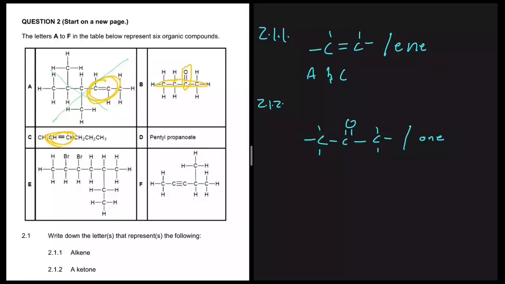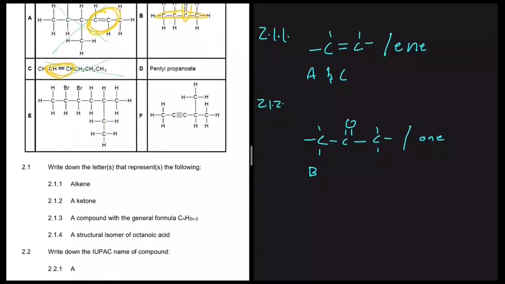So for 2.1.2, we have B. C is also an alkene, so it cannot be part of our solution. D doesn't have what we're requiring. E and F also don't have what we're requiring. So now we can go to 2.1.3.